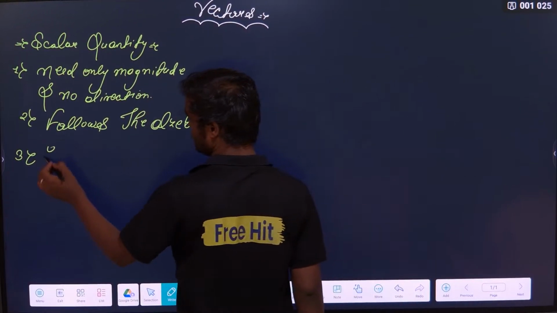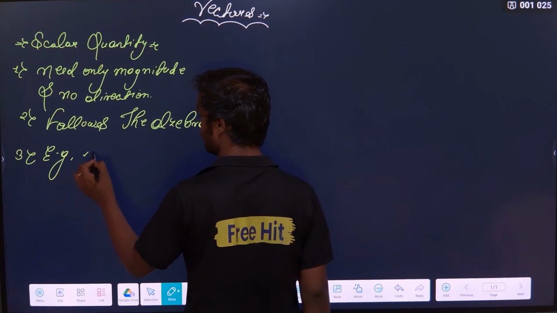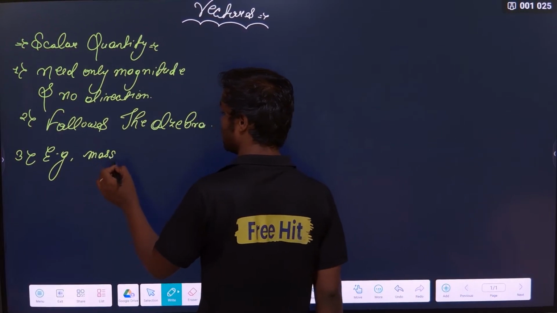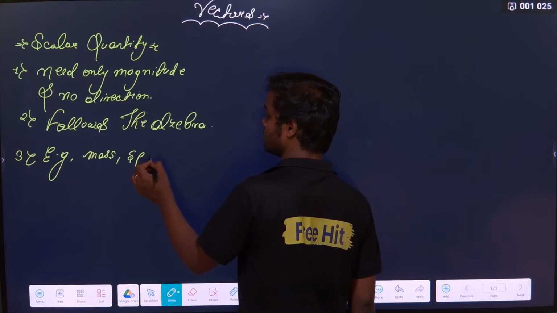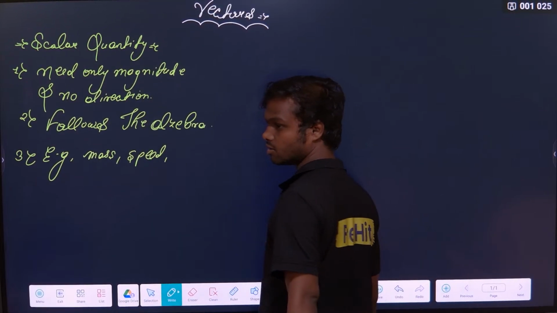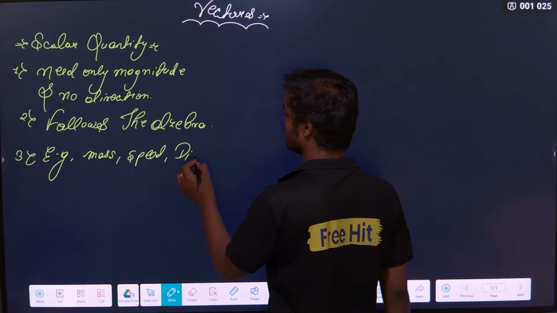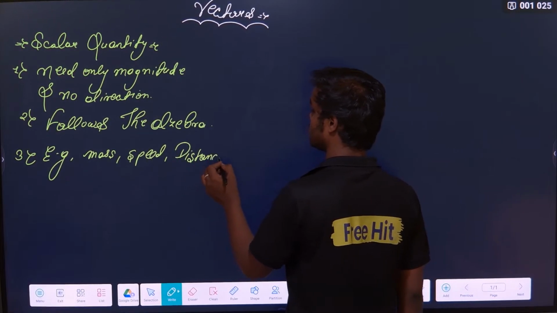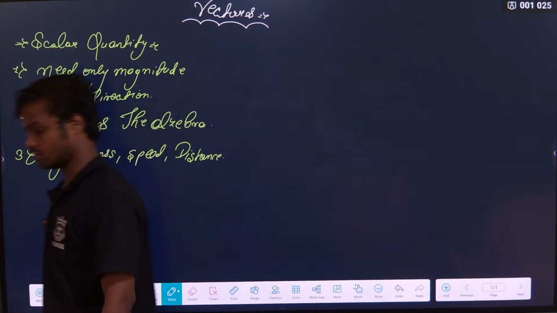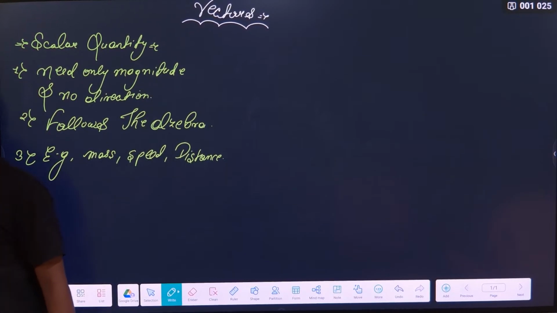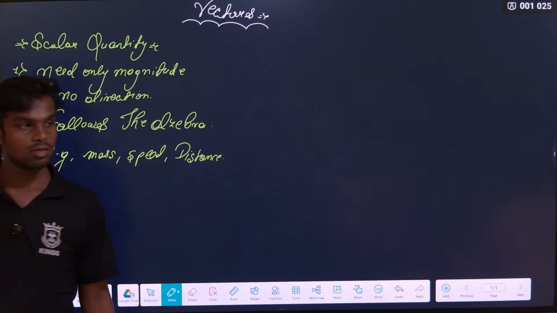For example, we have mass. In the last chapter, if you remember, we have seen speed. Correct? We have seen distance. Are you getting my point? So these are defined as scalar quantities. Any doubt? So this is the scalar quantity.